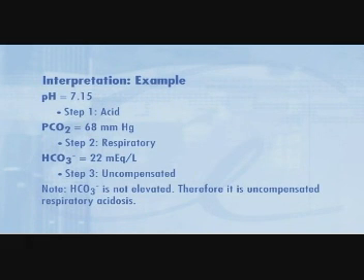Example: pH equals 7.15. Step 1. Acid. PCO2 equals 68 millimeters of mercury. Step 2. Respiratory. HCO3 equals 22 milliequivalents per liter. Step 3. Uncompensated. Note: HCO3 is not elevated. Therefore, it is uncompensated respiratory acidosis.